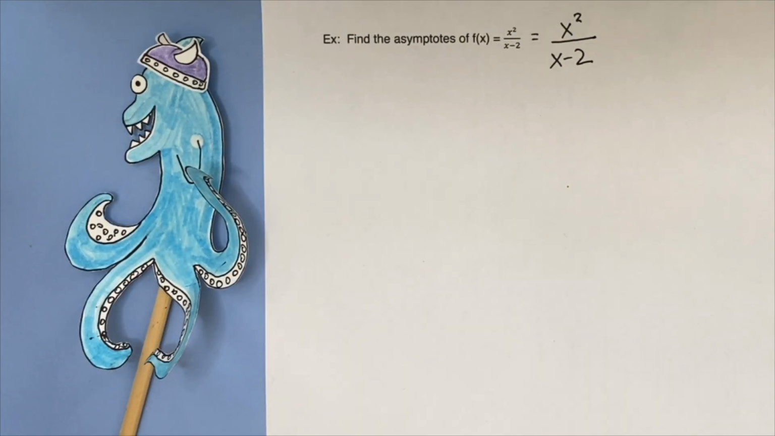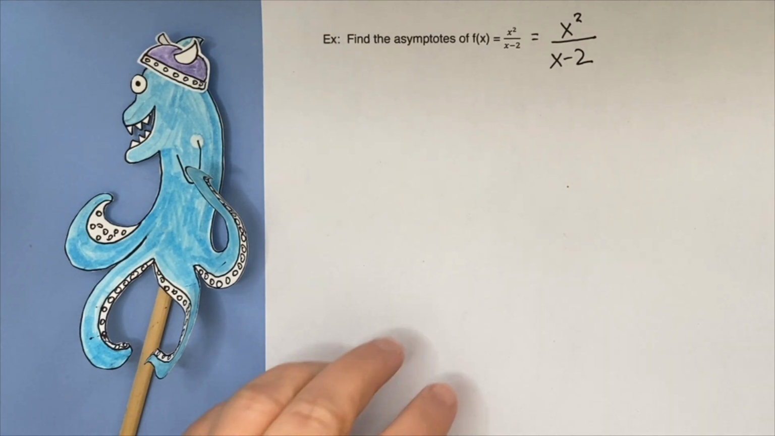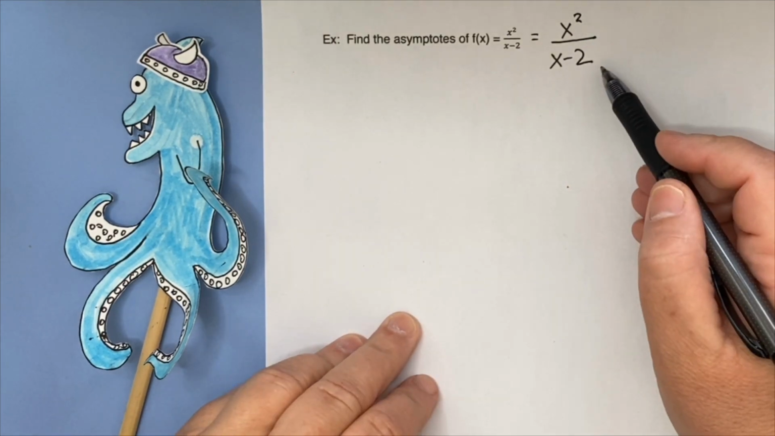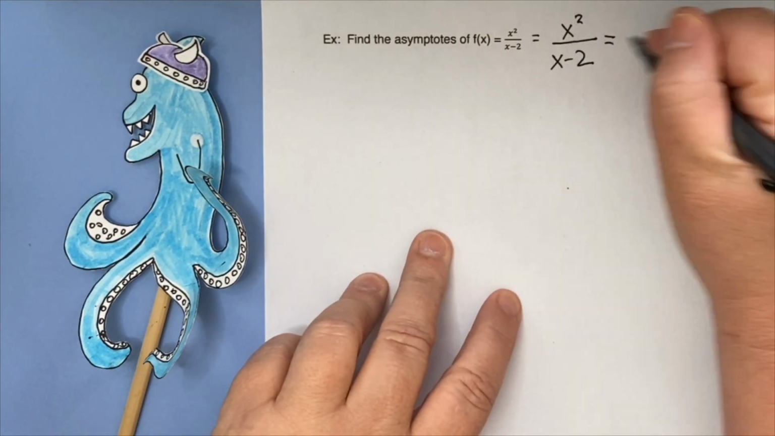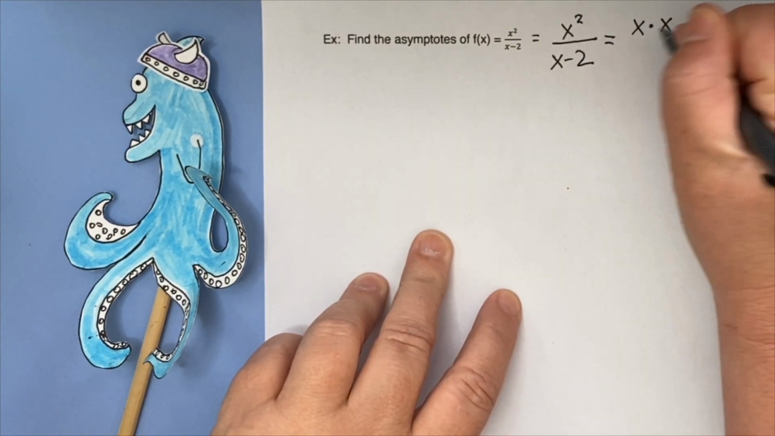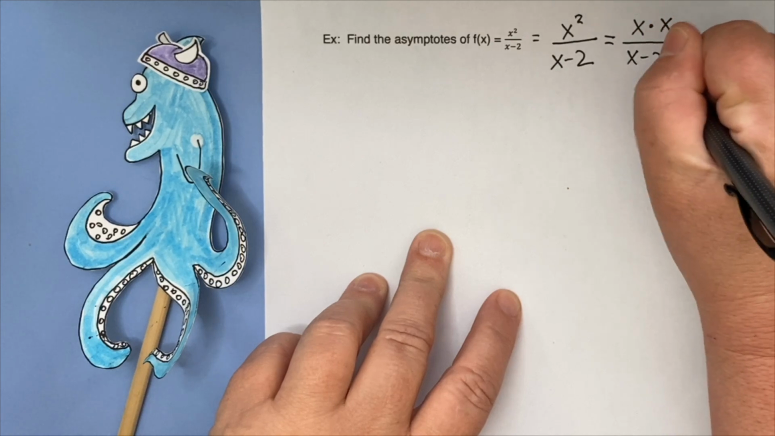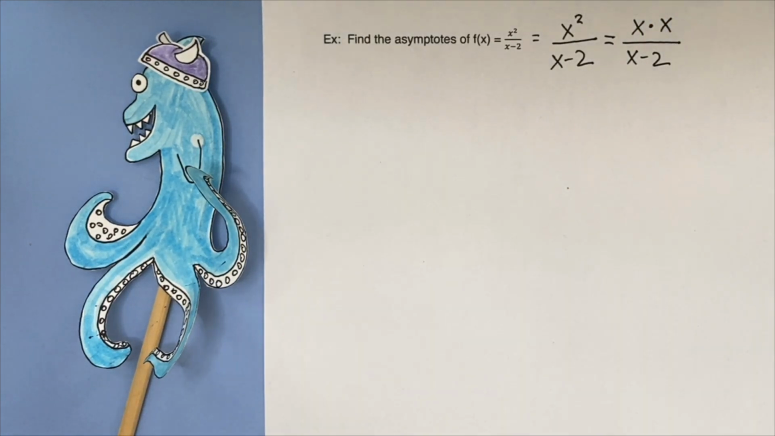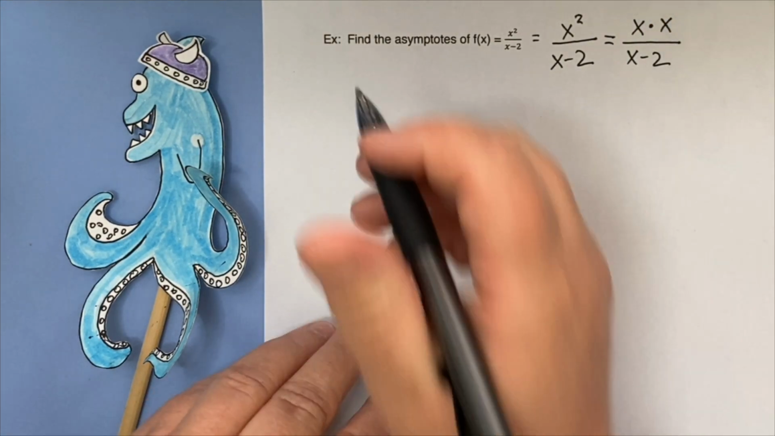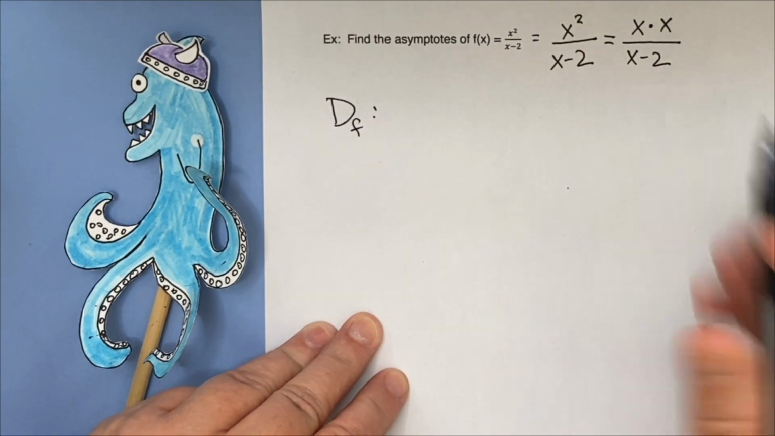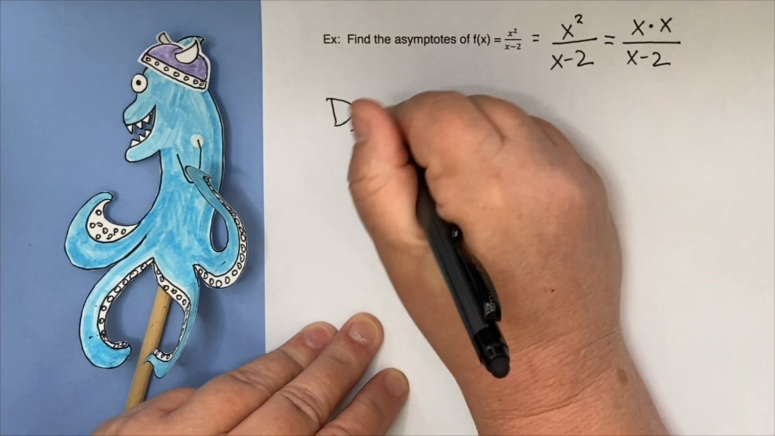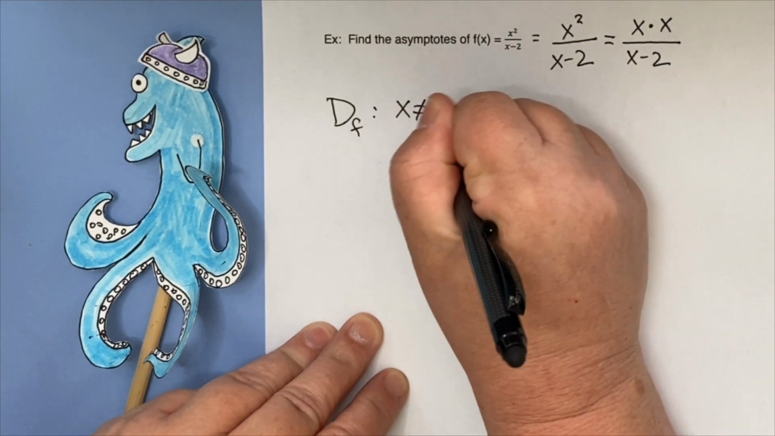Okay, so we've got a rational function. We've got a polynomial on top, a polynomial on the bottom. And in fact, it is factored, right? We've got x times x up top and x minus 2 on the bottom. So we know what all of our zeros are. And right off the bat, for our domain, we've got to watch out for x equals 2. So don't let x equal 2.